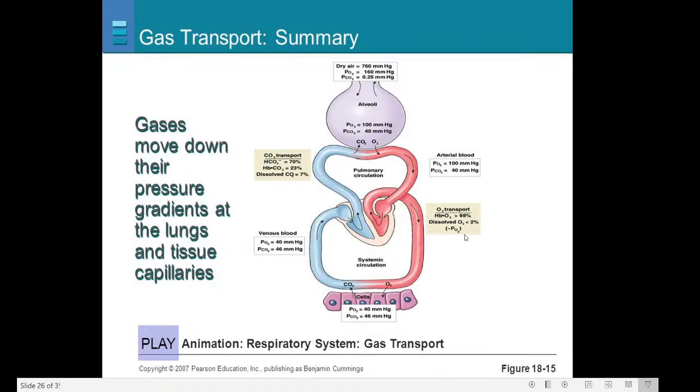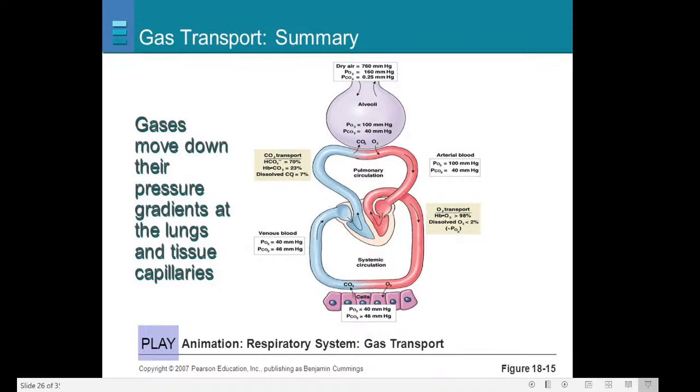After the oxygen transport process, 98 percent is carried and less than 2 percent is dissolved, and that is transferred to the cells. During the transfer process, in the venous blood there is 40 mmHg of oxygen and 46 mmHg of carbon dioxide.